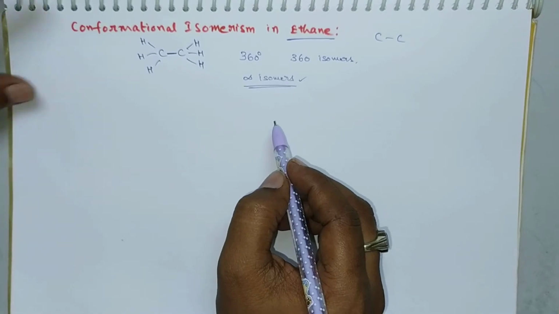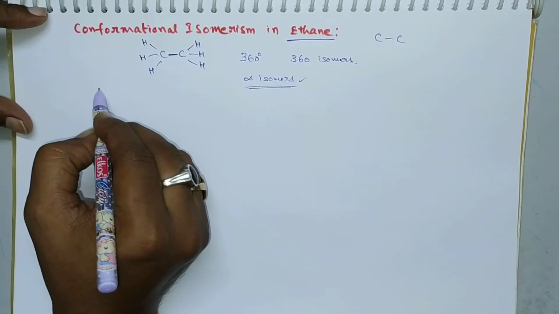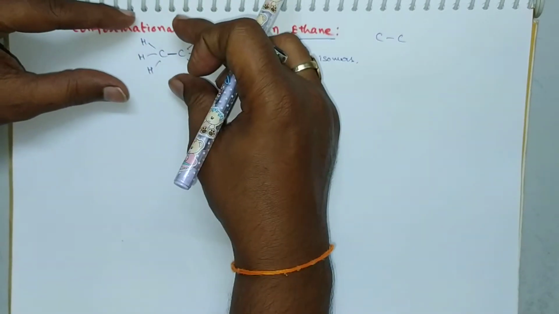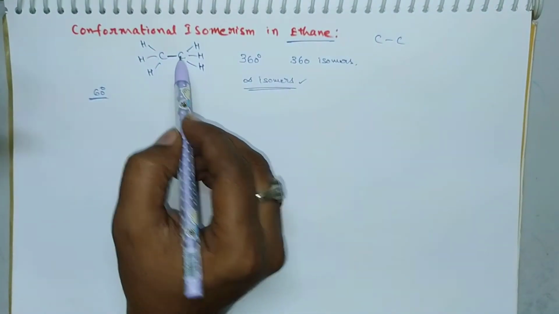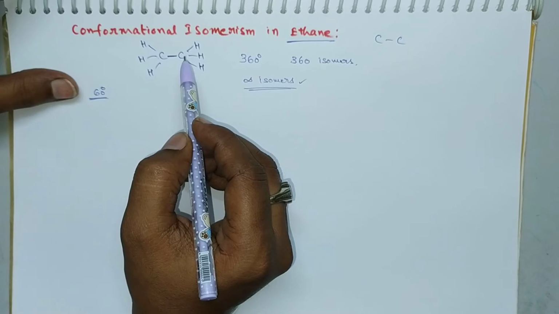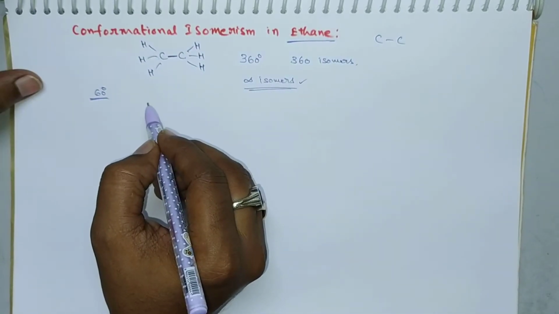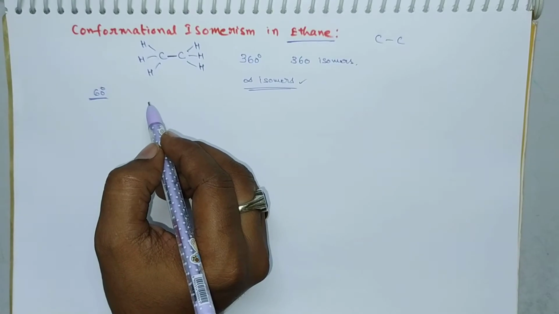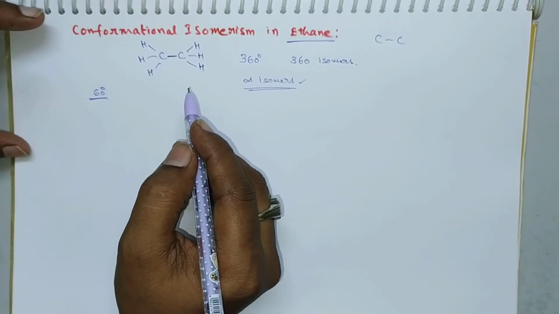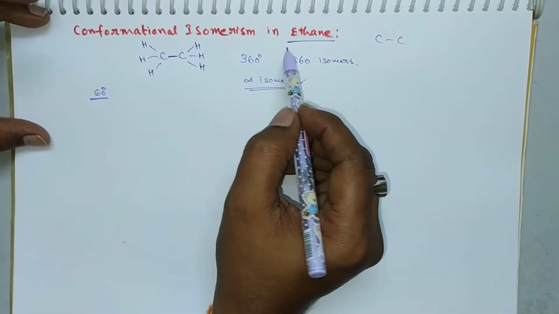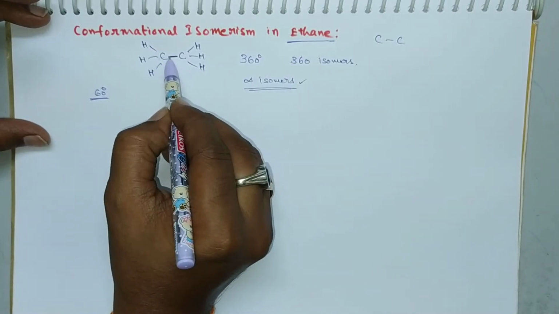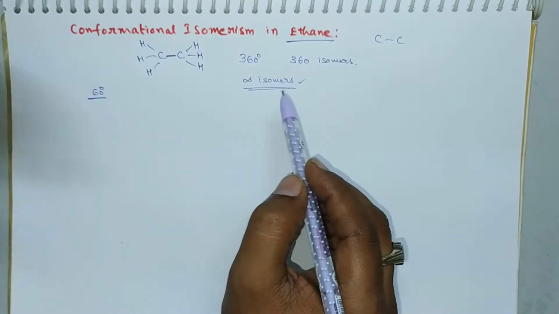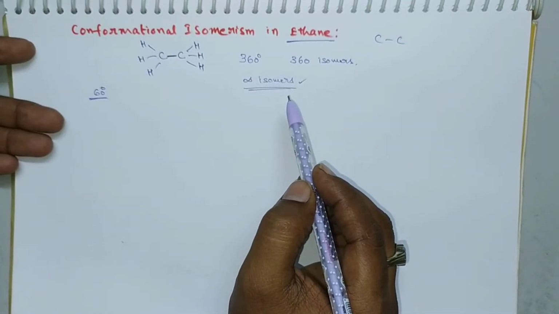Now, for our convenience, let us rotate the molecule through 60 degrees only. By rotating this carbon-carbon single bond by 60 degrees, how many isomers do we get? Six isomers are observed. Among these six isomers, how many are similar and how many are different? We can check it now. This conformational isomerism arises due to rotation of carbon-carbon single bonds. That is why we are rotating the carbon-carbon bond and predicting how many isomers are observed.